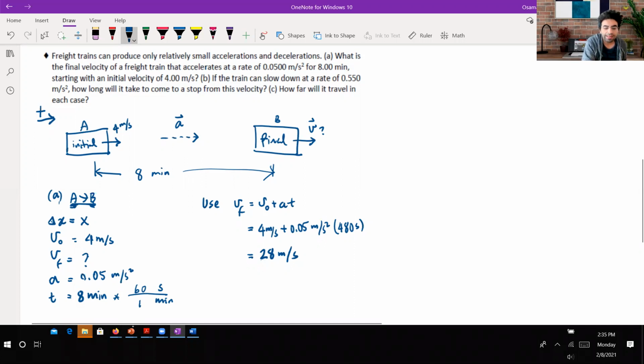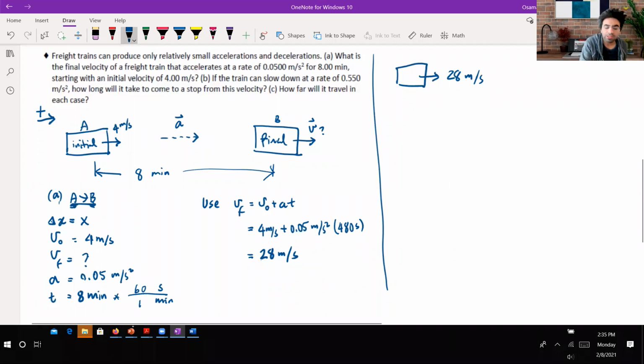Okay, it says, if the train then can slow down at a rate of this much, how long will it take to come to a stop from this velocity? This velocity then is the velocity that we were asking about in part A. So suppose that the train is already moving at that same velocity here, which is 28 meters per second.